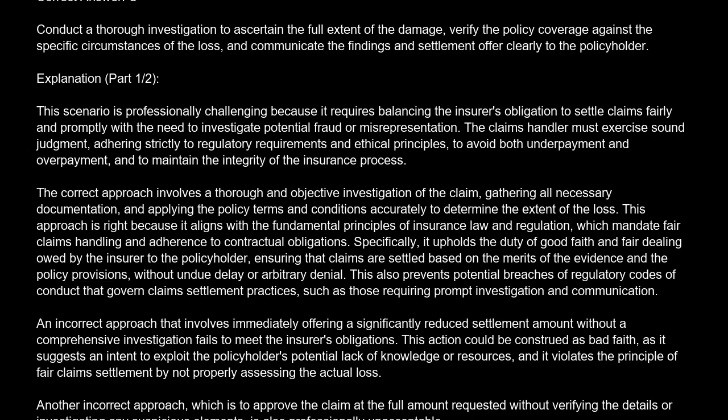This also prevents potential breaches of regulatory codes of conduct that govern claims settlement practices, such as those requiring prompt investigation and communication. An incorrect approach that involves immediately offering a significantly reduced settlement amount without a comprehensive investigation fails to meet the insurer's obligations. This action could be construed as bad faith, as it suggests an intent to exploit the policyholder's potential lack of knowledge or resources, and it violates the principle of fair claims settlement by not properly assessing the actual loss.